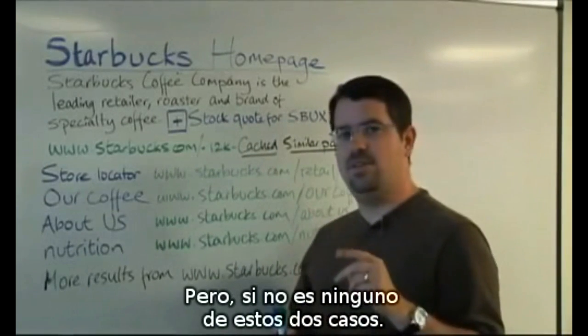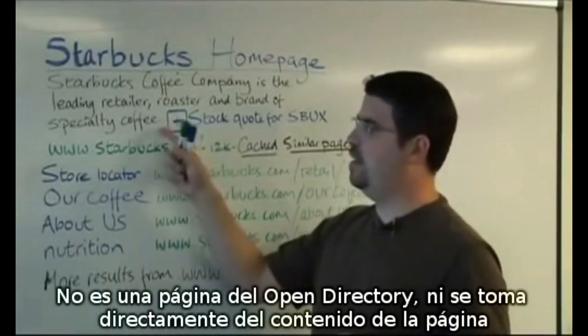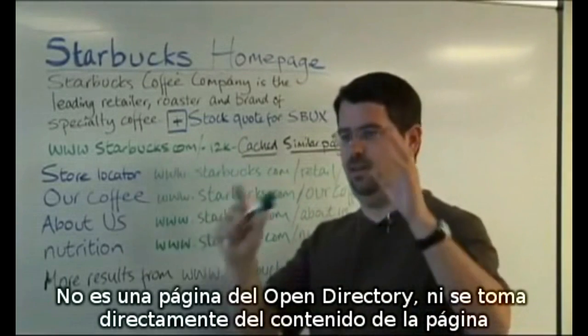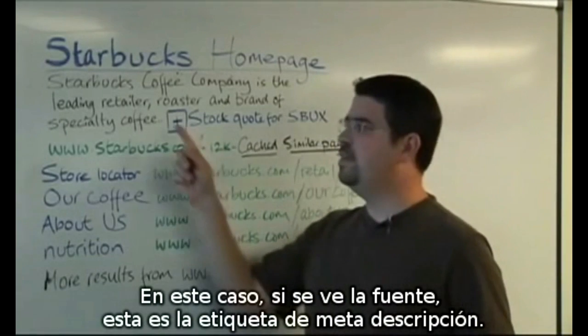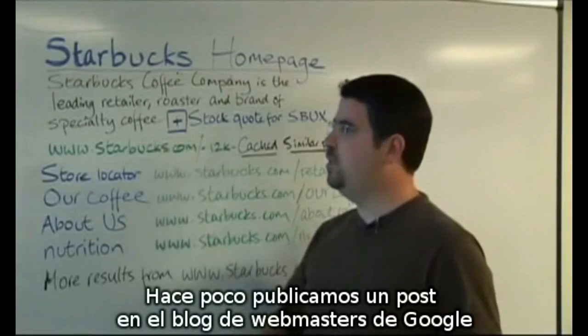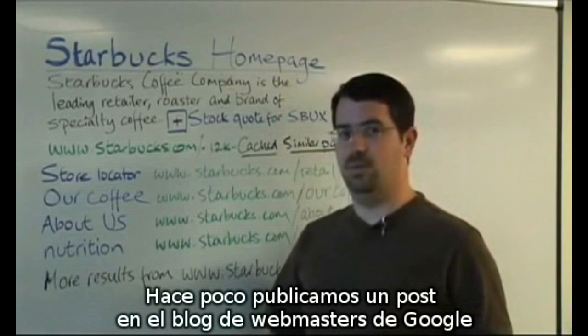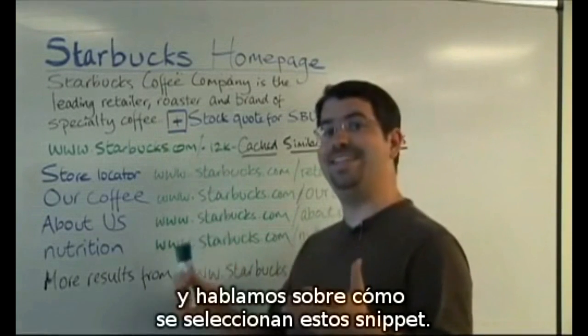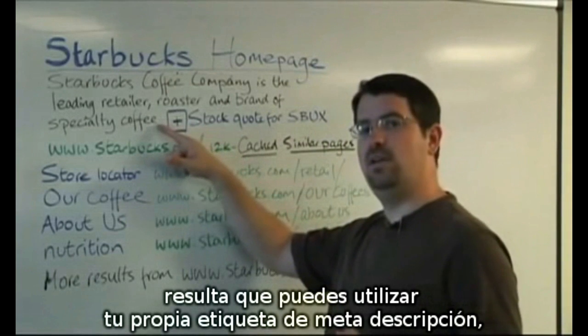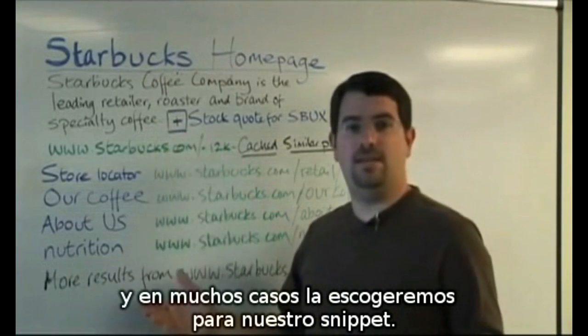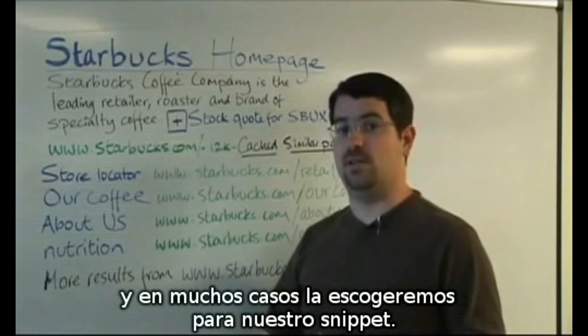But neither of those two, it's not the Open Directory project and it's not directly from within the content of the page body itself. In this case, I looked into it, and if you view source, this is the meta description tag. So we did a post on the Google Webmaster blog just a little while ago that talks about how these snippets get picked. And it turns out you can use your own meta description tag. And in many cases, that's exactly what we'll choose to use as our snippet.